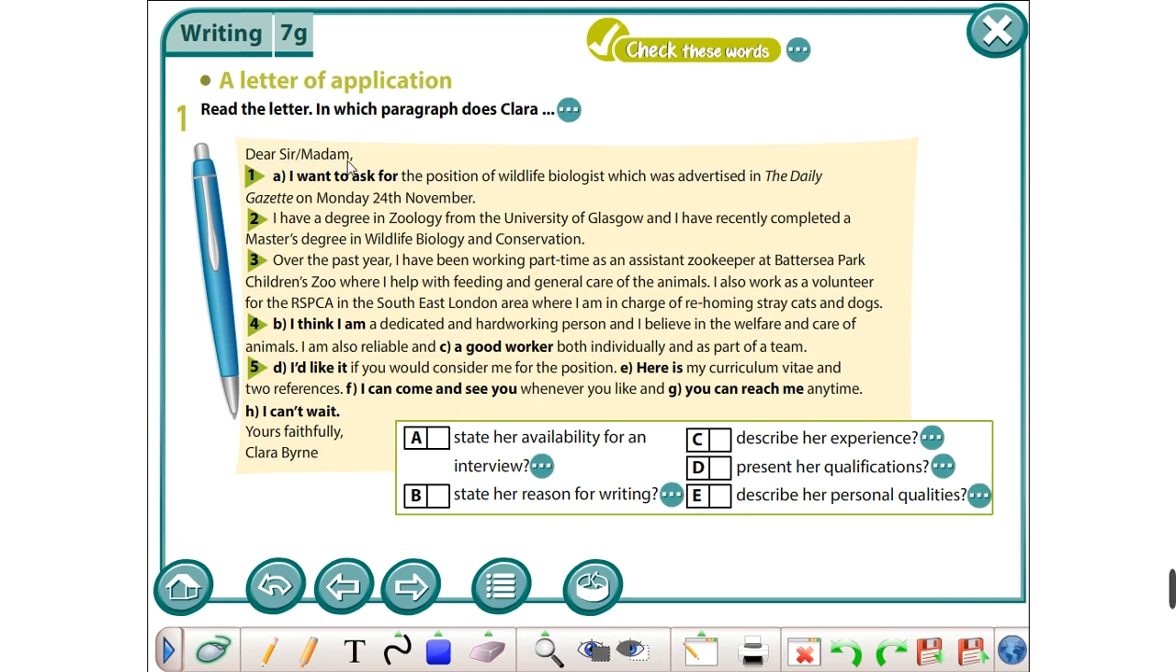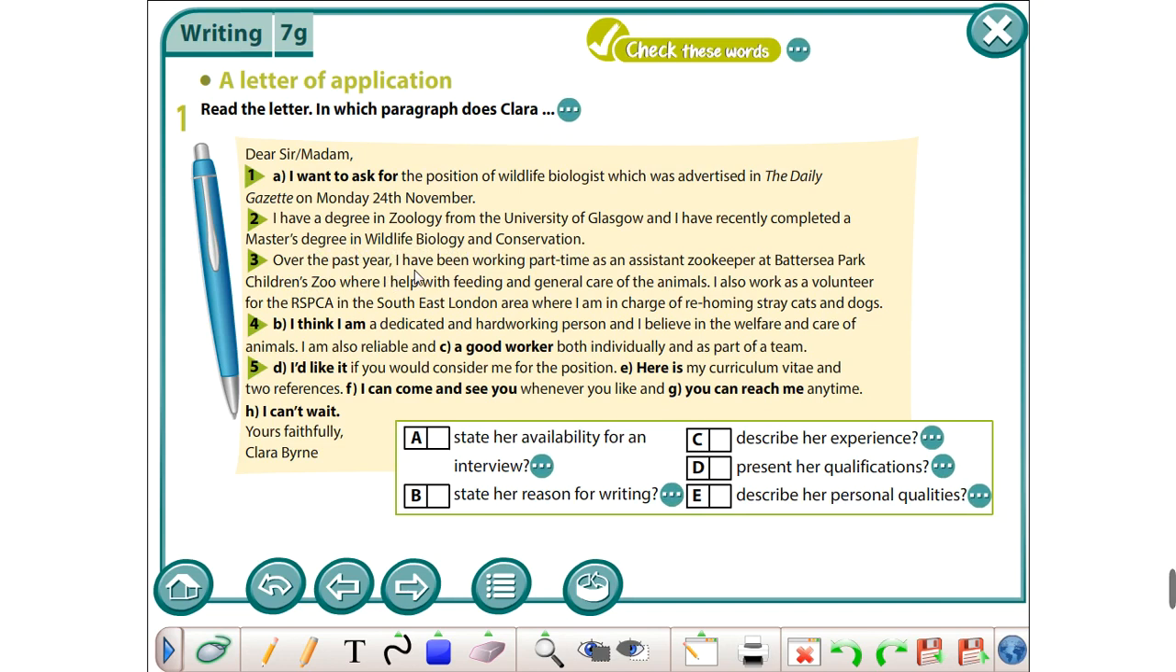Dear sir or madam, I want to ask for the position of wildlife biologist, which was advertised in the Daily Gazette on Monday, 24th of November. I have a degree in zoology from the University of Glasgow, and I have recently completed a master's degree in wildlife biology and conservation.